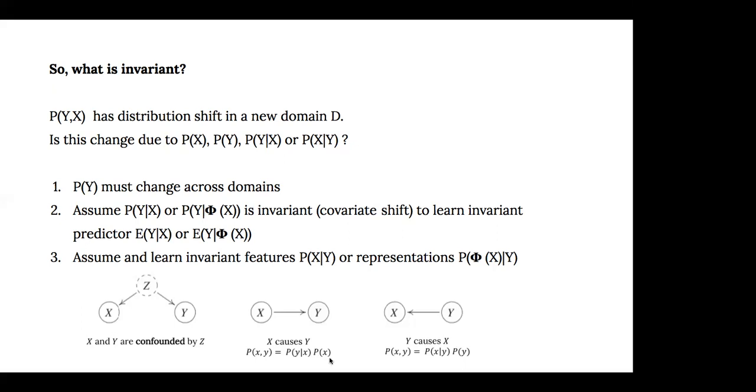But there are some other papers that assume the opposite direction, which means they assume that the true data generating process is Y causes X. Because we know that P(Y) will change, they assume that P(X|Y) is invariant. So the purpose here is to learn or find the invariant features, or even to learn representations phi of X that are invariant given Y. So I have made a quick survey of the papers in this field.